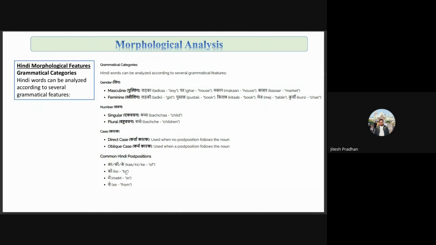Ko basically it goes to to. May it goes to in. Say it goes to form. So these are how we do mapping. Okay, these are some grammatical categories.